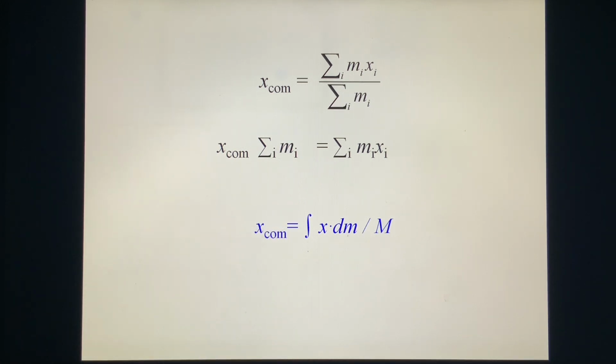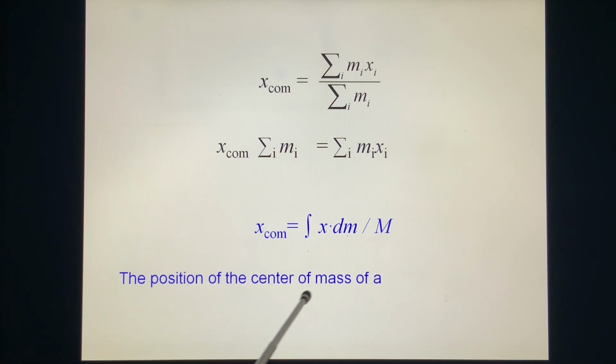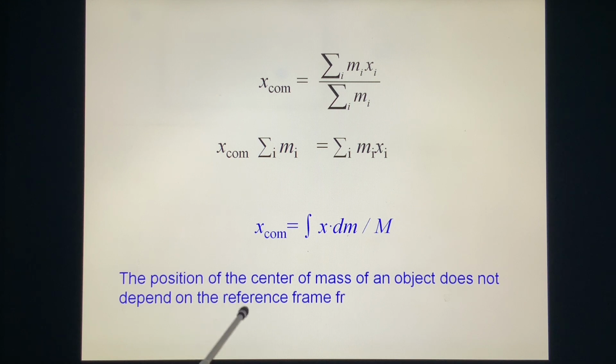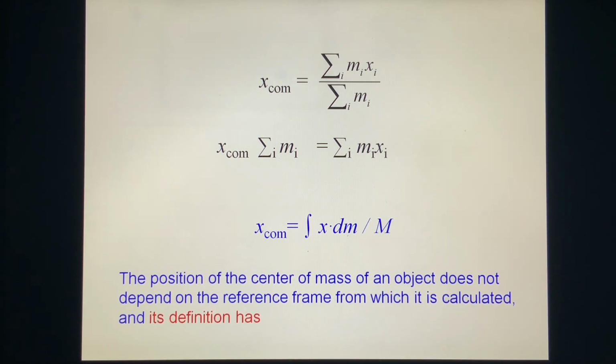Now, the important thing is that the position of the center of mass of an object does not depend on the reference frame from which it is calculated. So you can find a good frame that makes things much easier. It has nothing to do with the frame. And this definition has been proved by experiments.